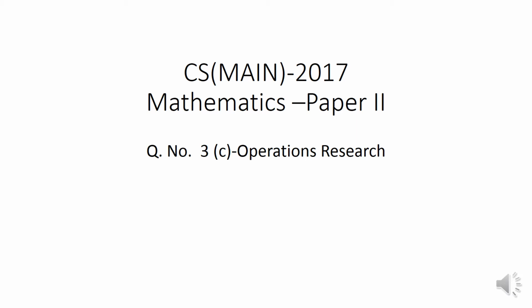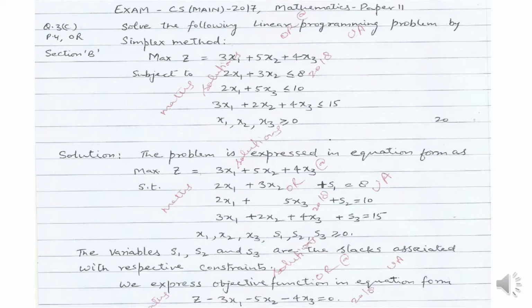This is question number 3C of Operations Research, CS main 2017 Mathematics paper 2. This question is of simplex method and it is a maximization type problem, and it says that we have to solve the linear programming problem LPP by simplex method.